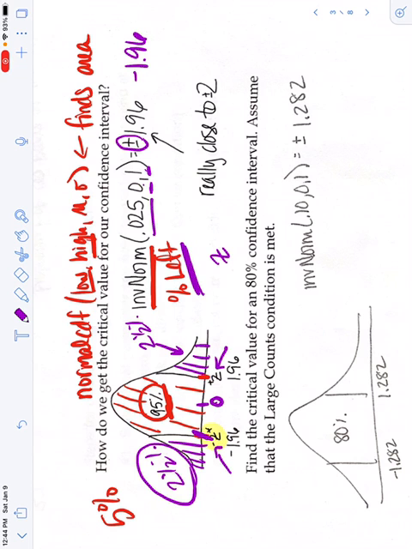If I was going to find this one over here, I would use inverse norm, but this number would have to change because to the left of that would be the 95% and the 2.5%. So that would be 97.5%. So 0.975, 0, 1. And if I did that, I would get positive 1.96.